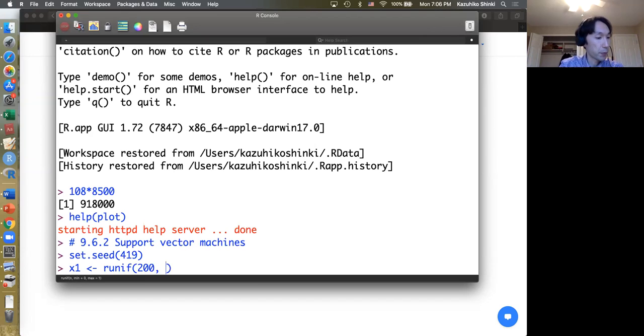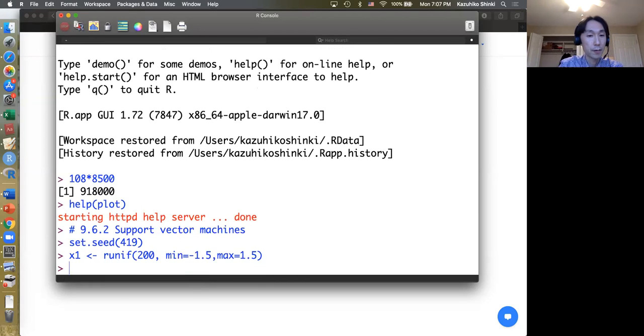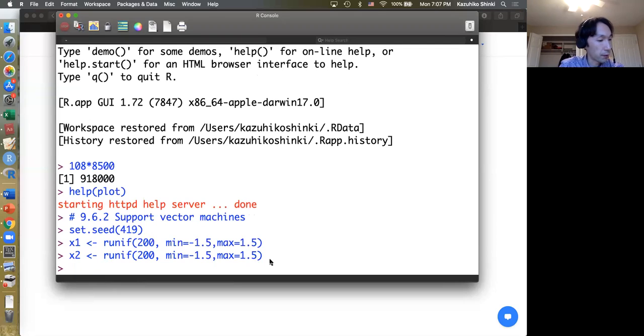To do that, we use the unit circle, and we use a 3 by 3 square. Basically, the x1 coordinate is negative 1.5 to 1.5, and x2 also negative 1.5 to 1.5. And y, this is the label, is whether x1 square plus x2 square is less than 1 or not.